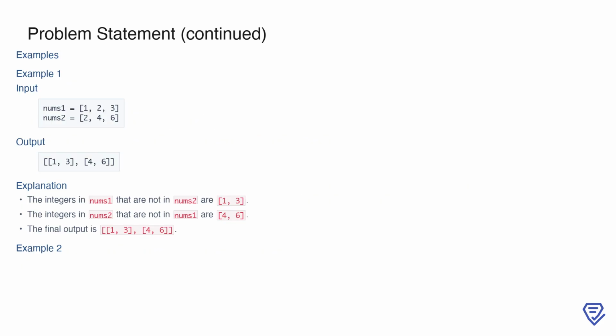Let's look at an example to better understand the problem. Suppose nums1 is [1, 2, 3], and nums2 is [2, 4, 6]. The integers in nums1 that are not in nums2 are [1, 3], and the integers in nums2 that are not in nums1 are [4, 6]. Since we are required to return these as two separate lists, the output will be [[1, 3], [4, 6]]. This demonstrates how the solution captures the unique elements from each array that are missing in the other.